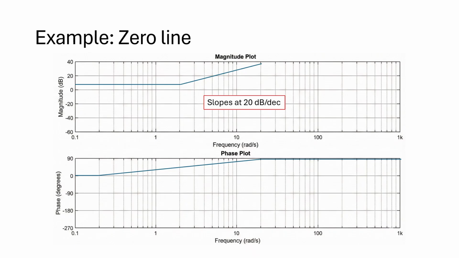we'll see that at omega equals 0.1 is when it starts to slope. And we see that it rises at 45 degrees per decade until it reaches 90, after which it's a flat line.